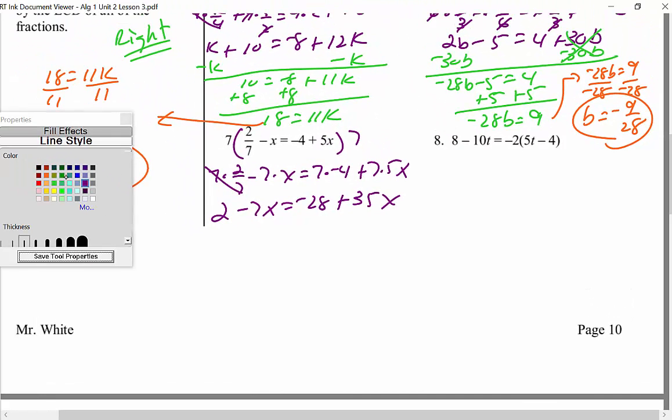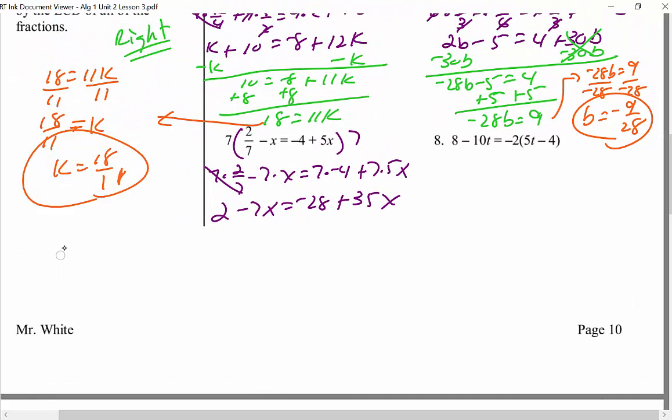Now I have to decide what side I want the variable on. Last time it was on the left. Let's make it on the right this time. So this is 2 minus 7x. So I'm going to add 7x, the inverse operation. Minus 7x plus positive 7x becomes 0. So that's 2 on the left. Negative 28. 35x plus 7x is 42x.